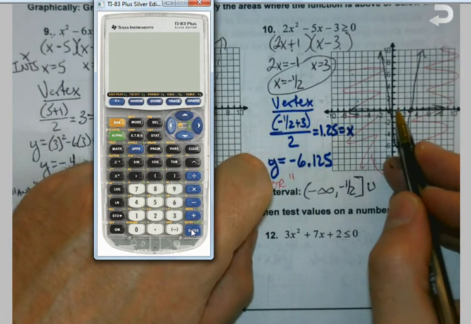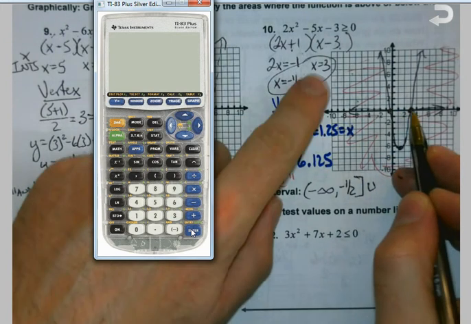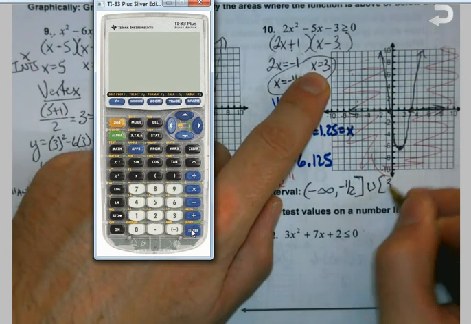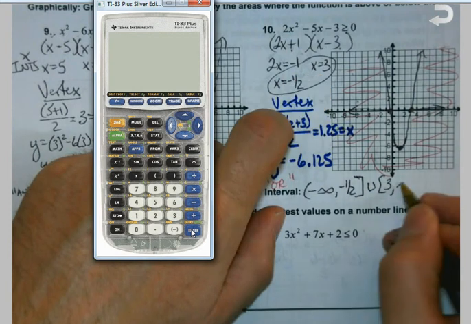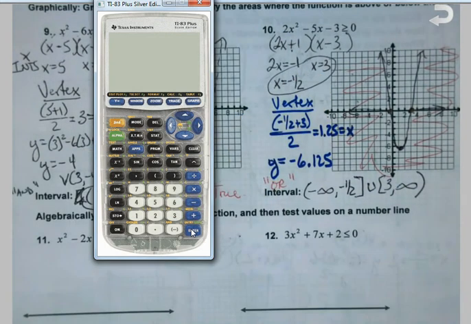And then there's a little blank space in here. Oh, here I start up again at 3 and head off forever to +infinity.